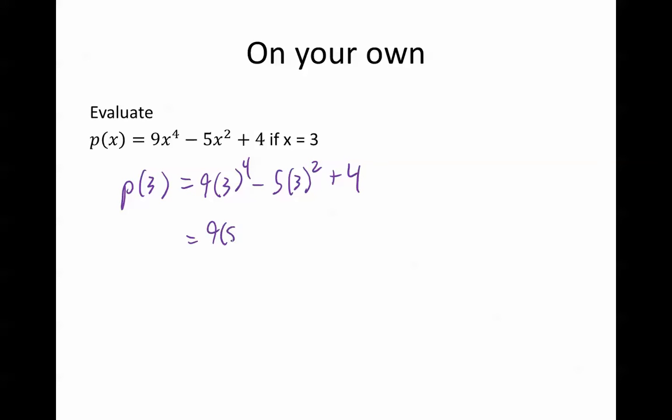So this is 9 times 81 minus 5 times 9 plus 4. Then we go 9 times 81, which is 729, minus 5 times 9, which is 45, plus 4. And then putting that all together, we end up with 688.